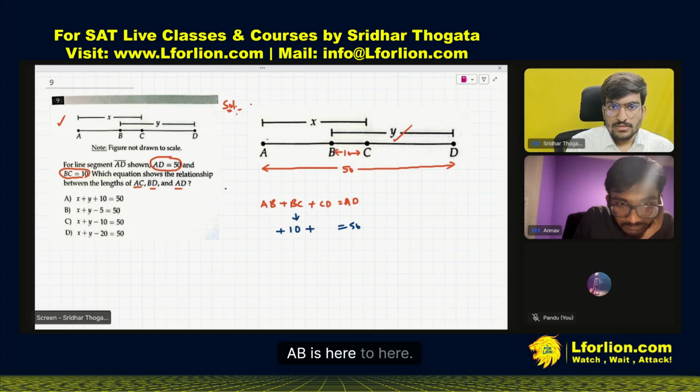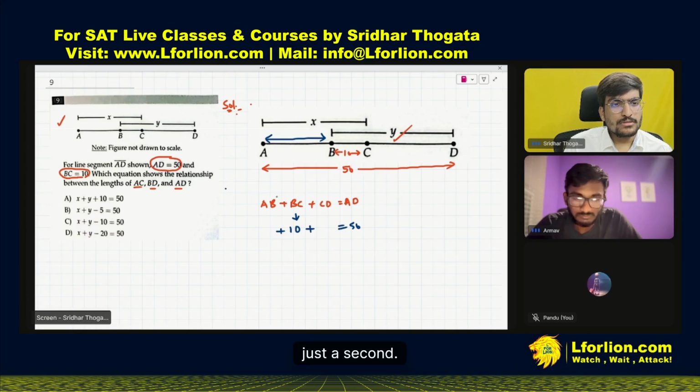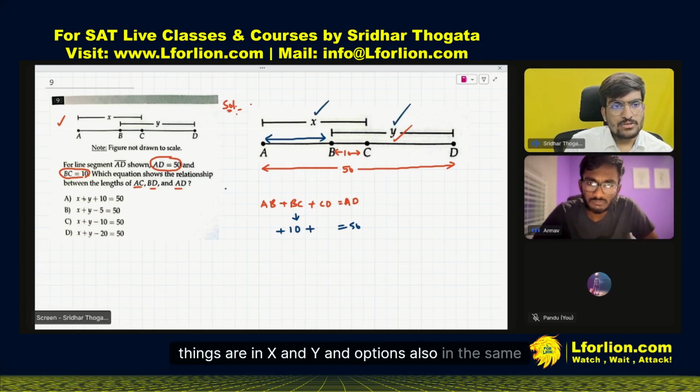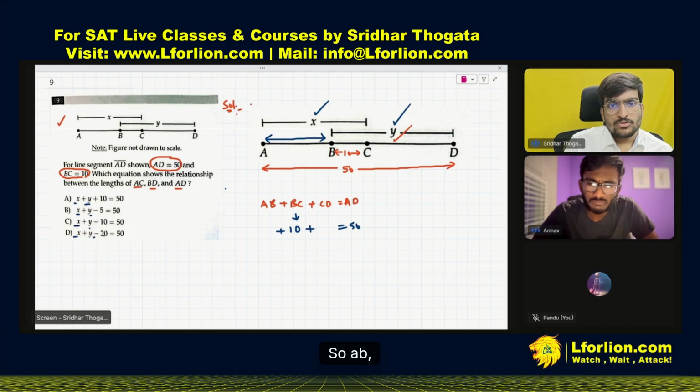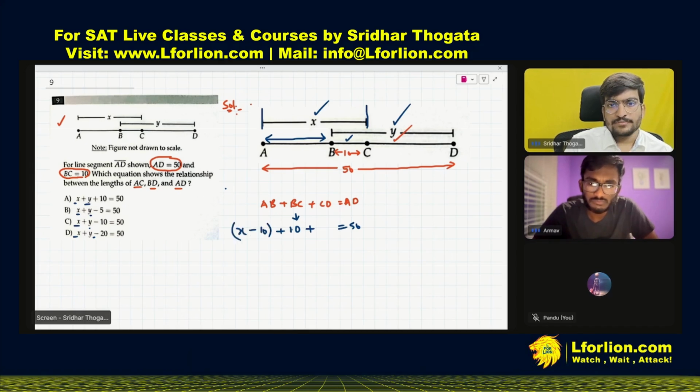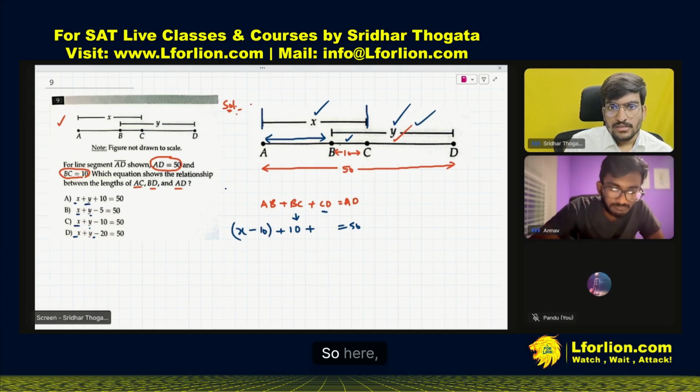Now what is AB? AB is from here to here. So how can we get AB? Just a second. You can see things are in X and Y, and the options are also in the same way. So AB, I'll take from here to here, which is X. If I remove this BC part, AB is X minus 10, right? And then what is CD? CD is included with Y here. So here this is BD.